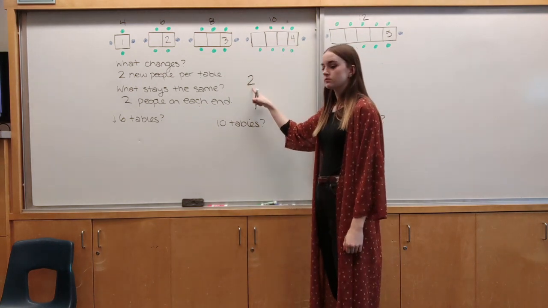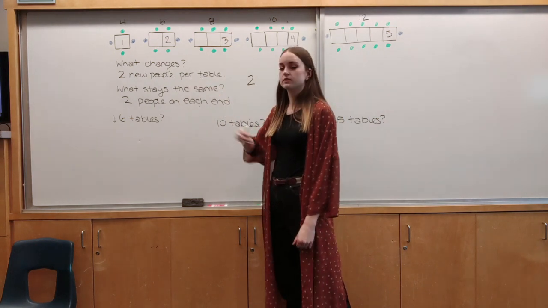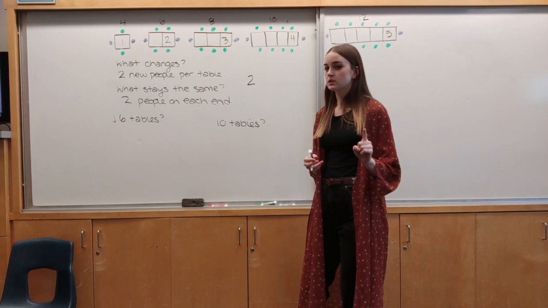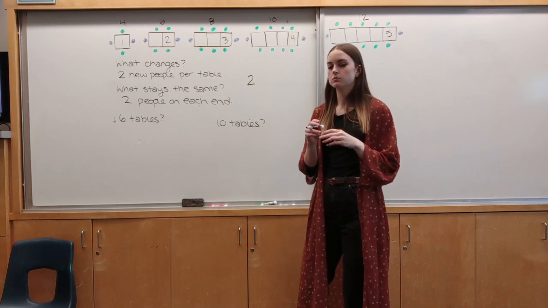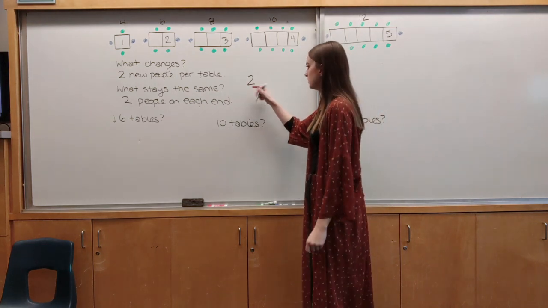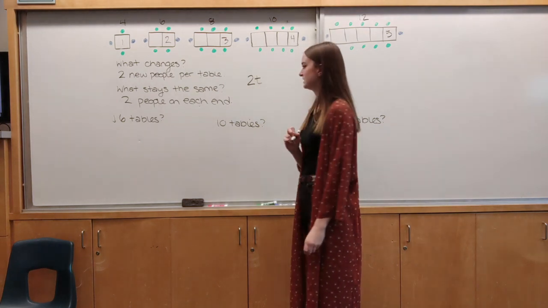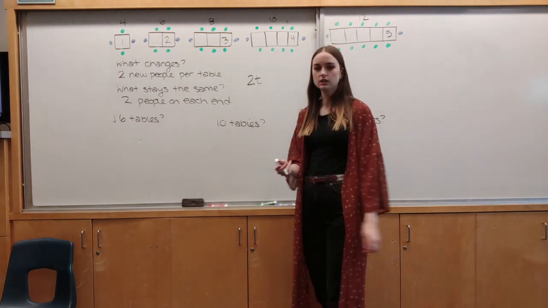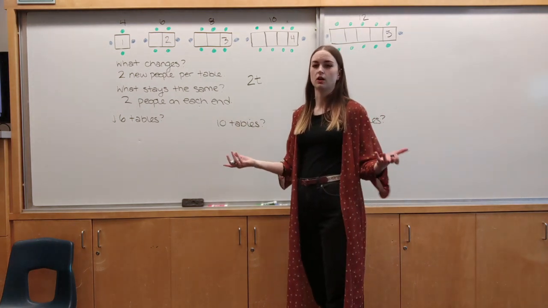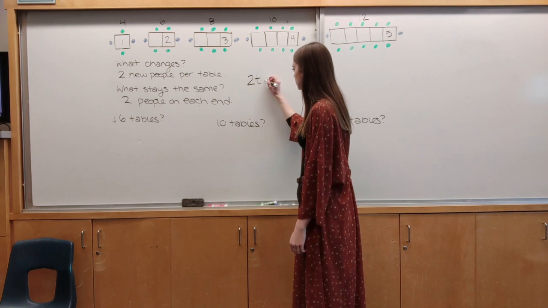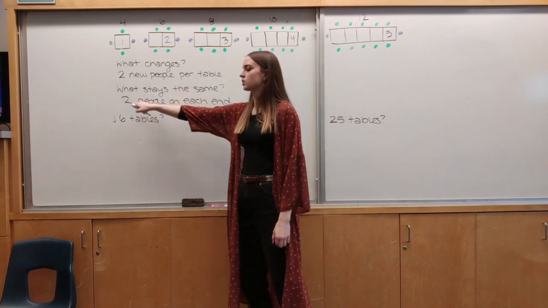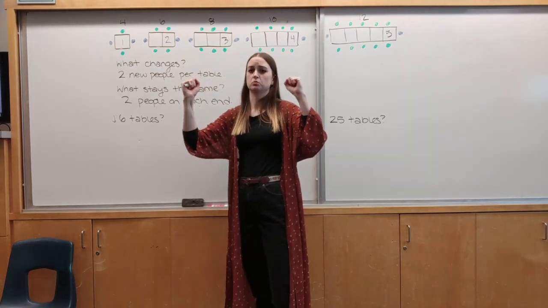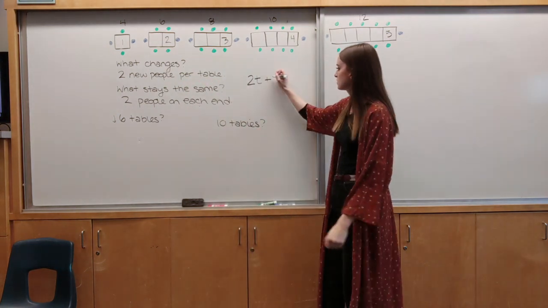We know that we have a change, that there's 2 new people per every table. If you remember all the way back to Unit 1, the word per means we multiply. So 2 people multiplied by every table. We don't really know how many tables there are, that's what's always changing for us. Okay, so I'm just going to use a variable and call it t. We also know that there's always going to be those 2 people on the end. So we're always going to have to account for those 2 people and put them into the equation as well.